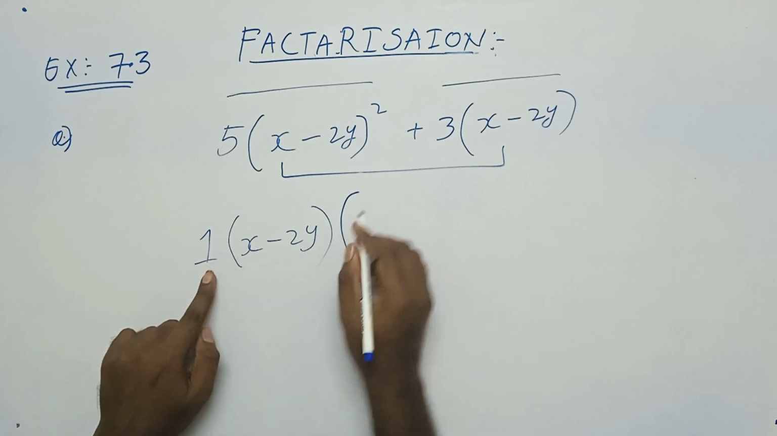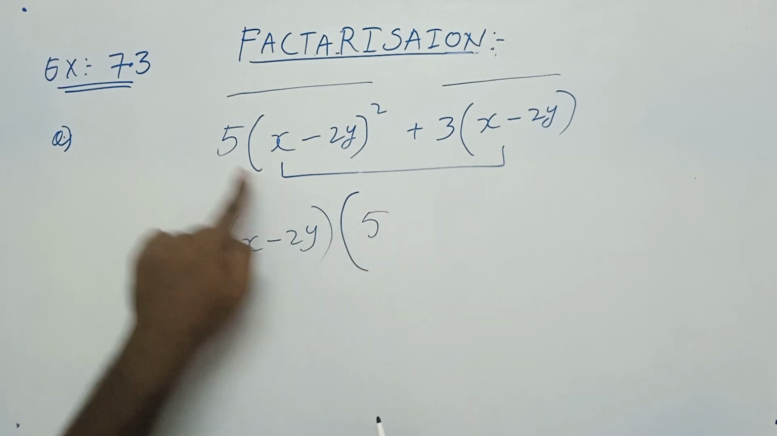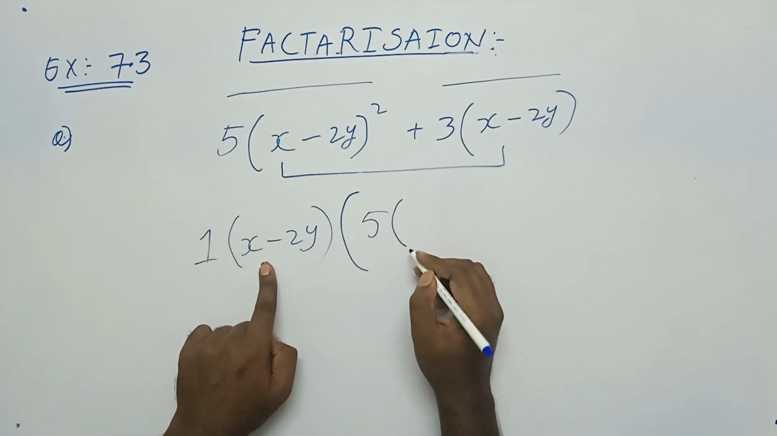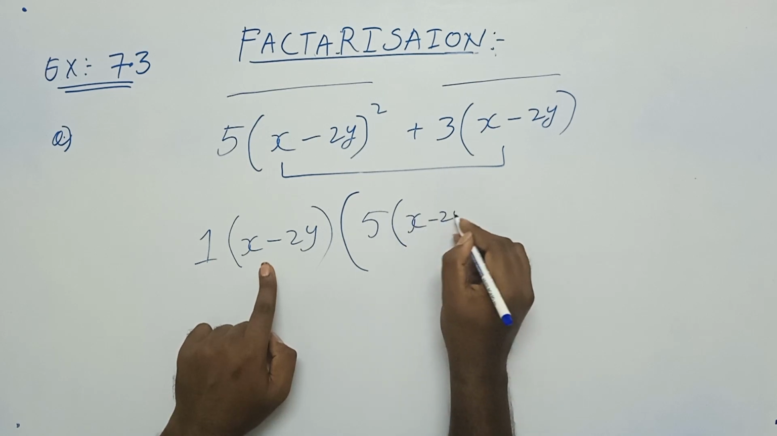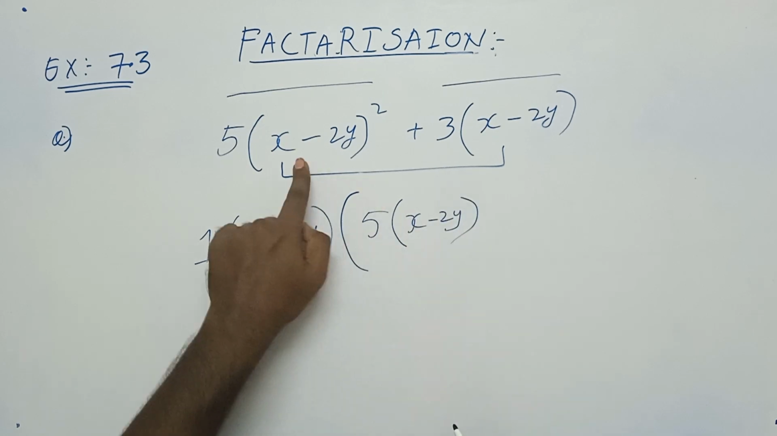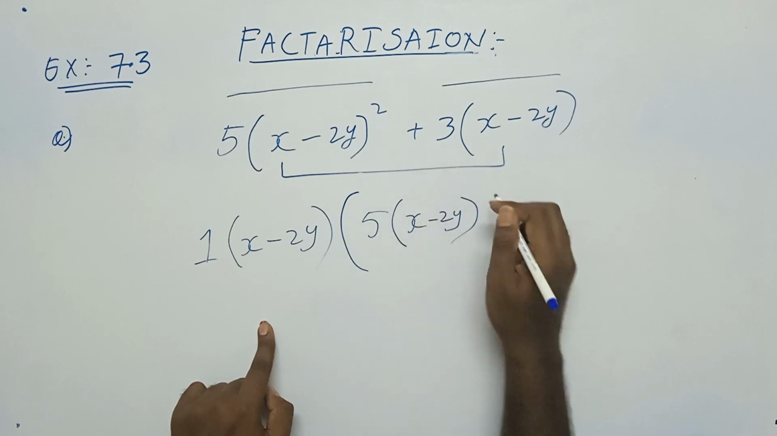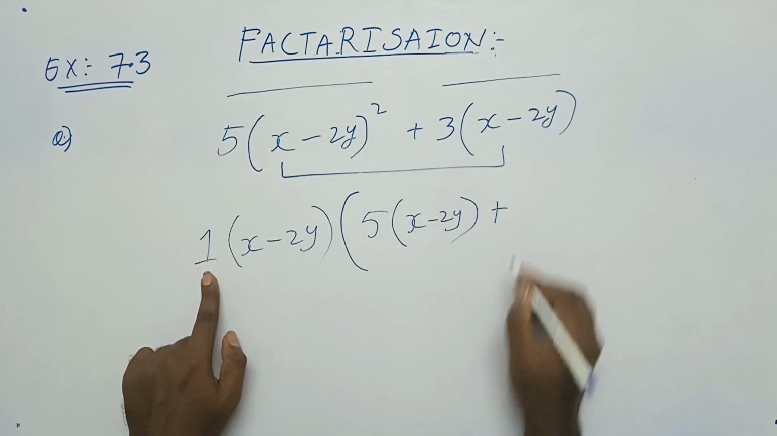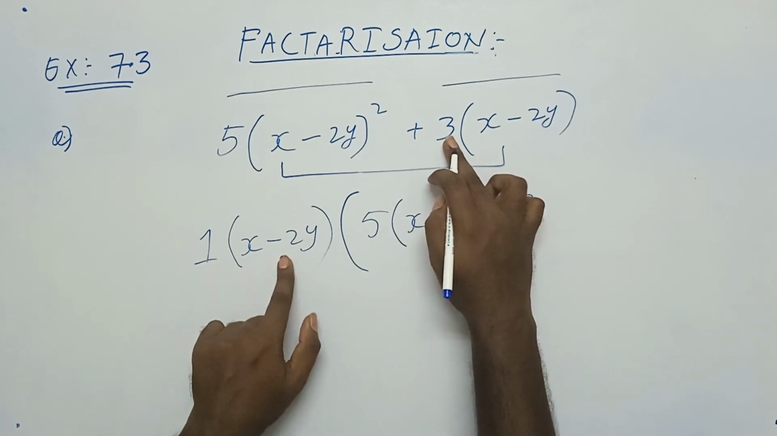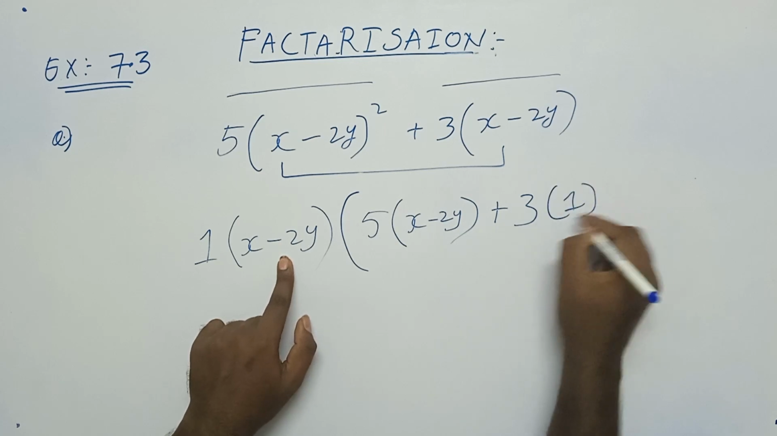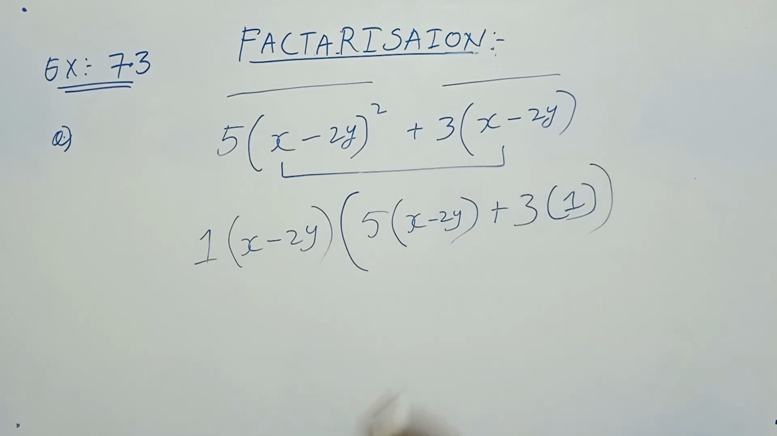So 1 into 5 is 5. (x − 2y) into (x − 2y) is (x − 2y)². We have a plus sign, so we are going to give a plus sign. 1 into 3 is 3. (x − 2y) into 1 is (x − 2y). So we got this expression.